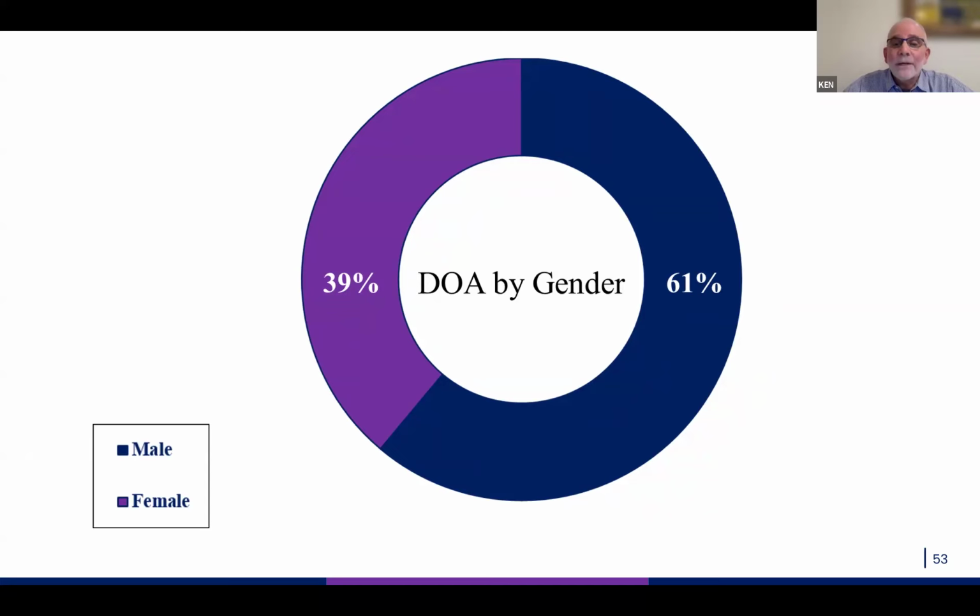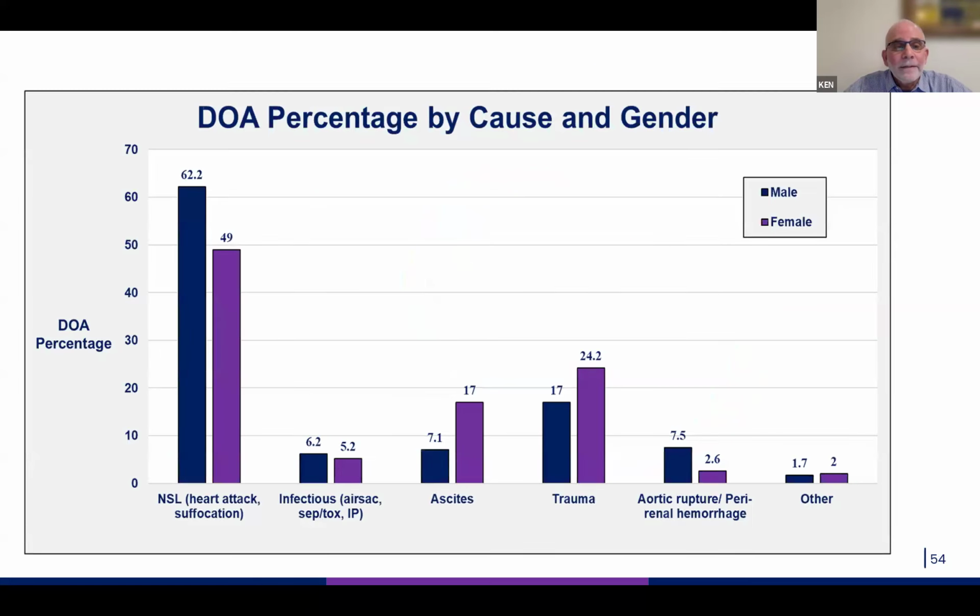So maybe some big males were dying from heart attacks, and that's what we're picking up in this data. And then this graph just shows the DOA percentage by gender, by sex, by cause. And again, the no significant lesions males represented the biggest portion of those birds.